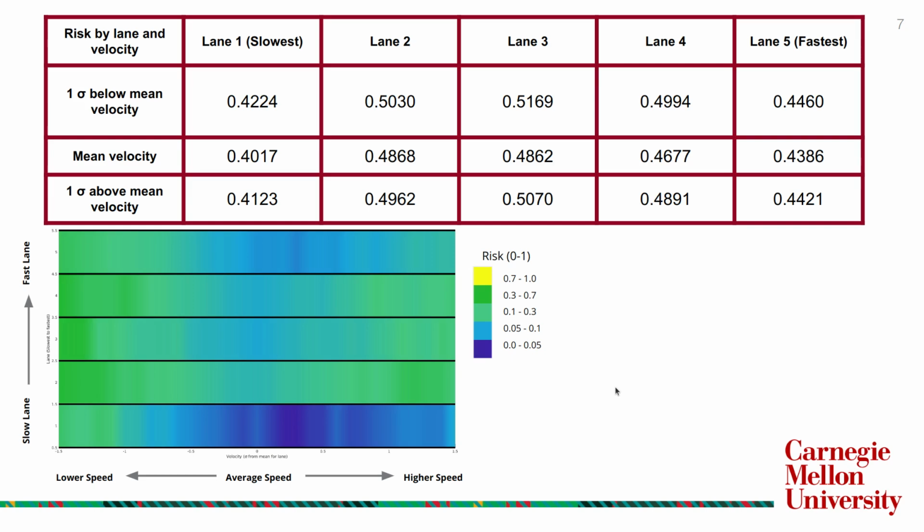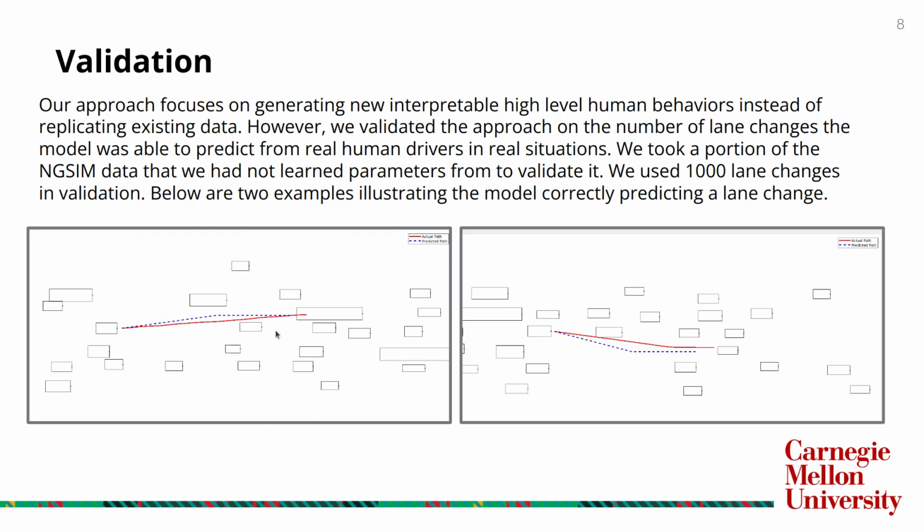Taking these learned cost functions, we can apply these again to our model and go ahead and validate it. We validated it on the other half of our NGSIM data that we had, where we would replace one of the vehicles that was performing a lane change maneuver with our vehicle model and see if it was capable of predicting the trajectory of the vehicle in that lane change maneuver.